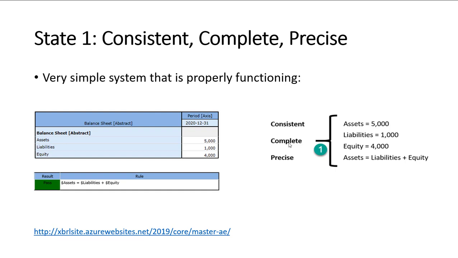It's complete. There's nothing more that can be added. And if you remove anything, then bad things start happening. And it's precise. It reflects reality. I just made these numbers up, but we're just going to assume that they are the correct numbers. And everything works, okay? So that's the important thing.